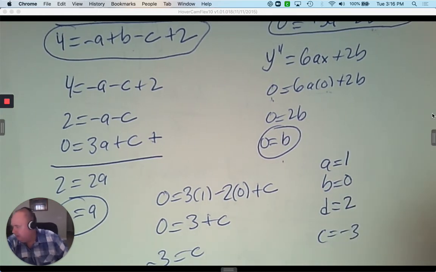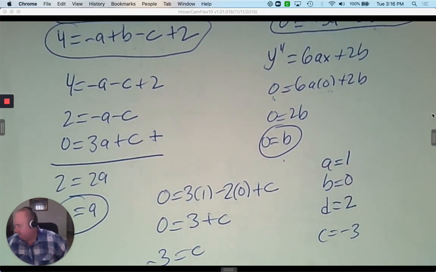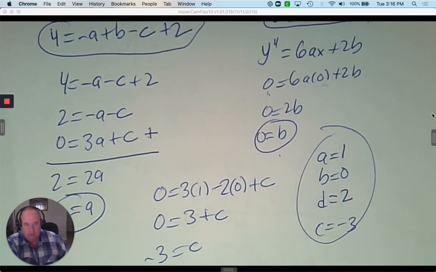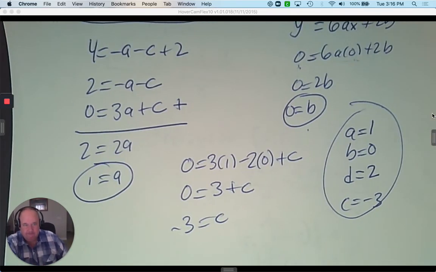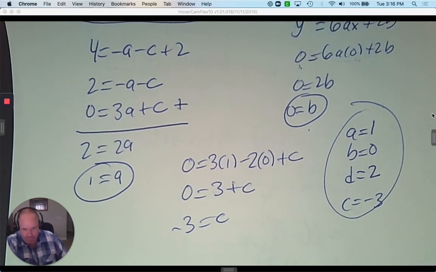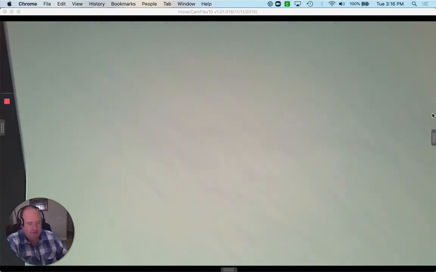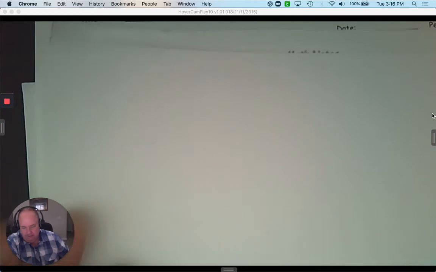Let me just double check that I did it correctly. Looks good. I know it was a lot of work, but we did it together. I almost took up a whole page. I need another page. Here we go. Number 19.